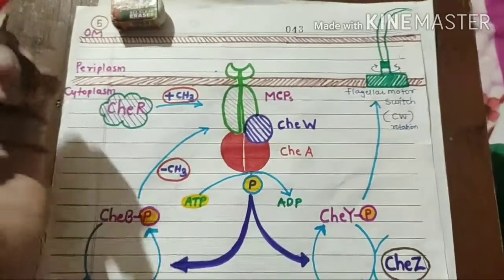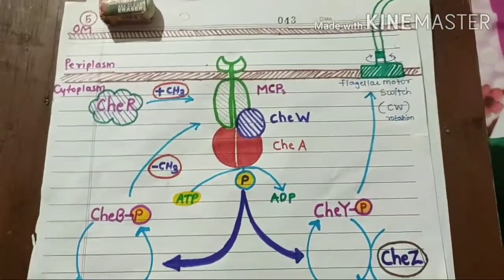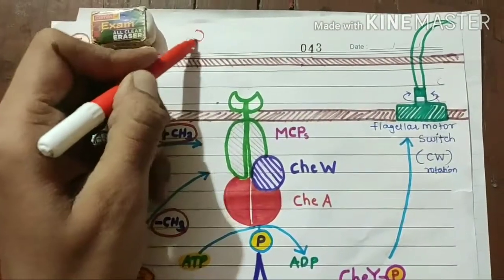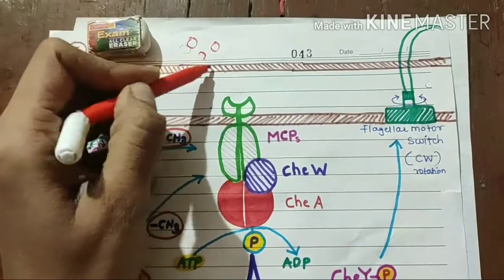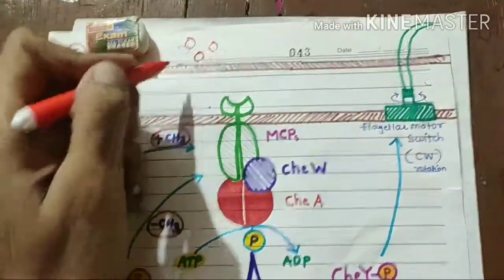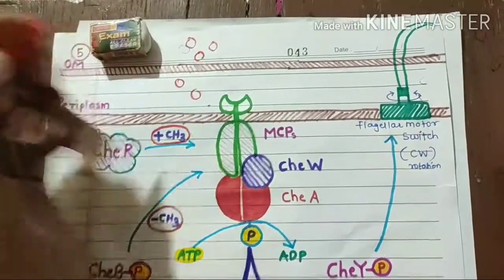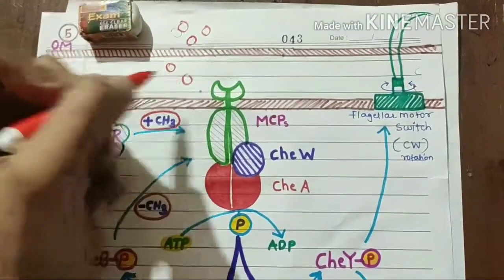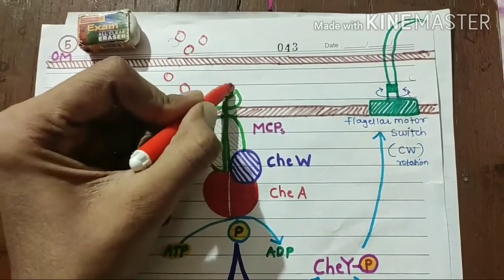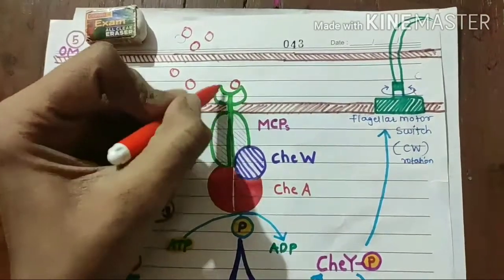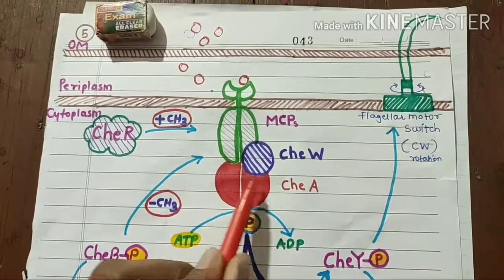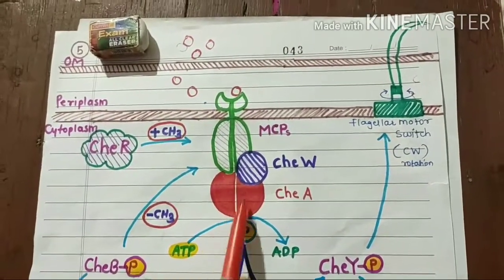What if there is a presence of attractant? So let's take an example that in the media there is an attractant present. Okay, so see here I have drawn these attractant molecules in circles, so they will come into the periplasm as well. Okay, so if the attractant molecule binds to this MCP protein, now what happens, this binding results in inactivation of this histidine kinase protein.